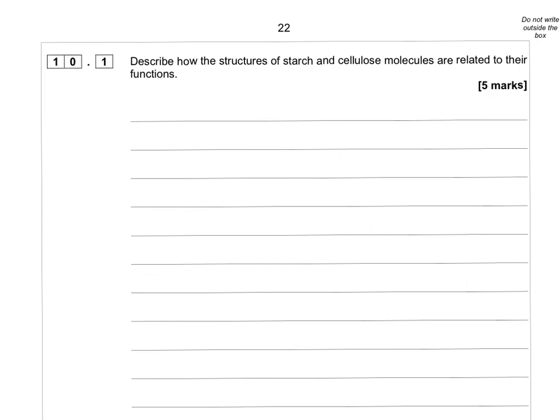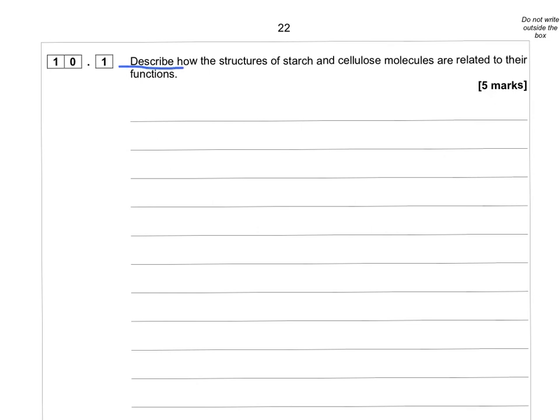Okay, on to the last question. Now this question is split into two and it's worth 10 marks. 10 marks is pretty much a grade boundary, so it's quite important that you really give these a good go. This first one is really nice.